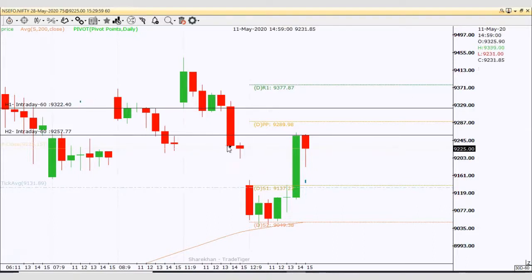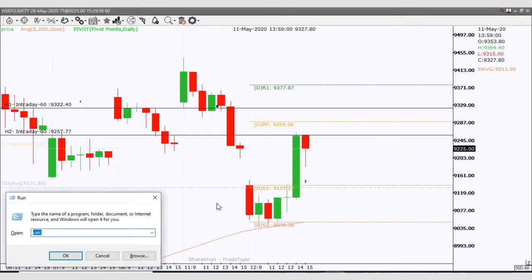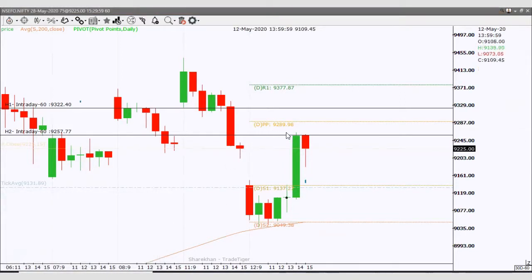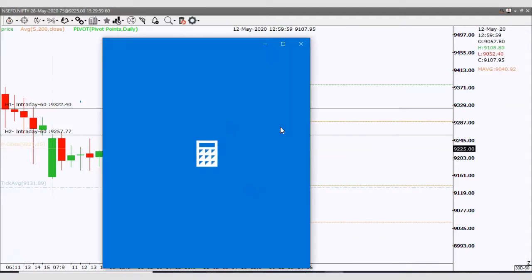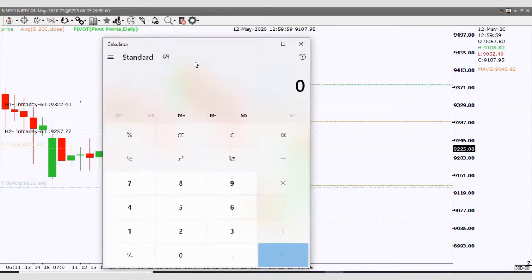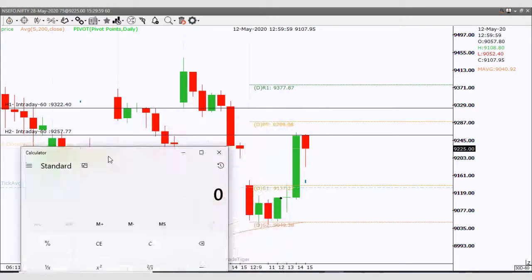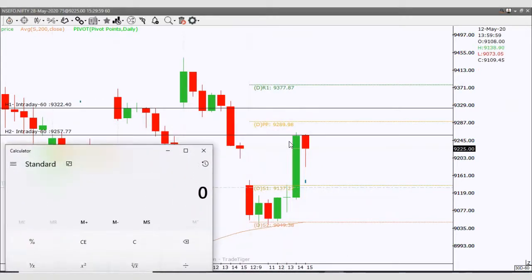If you see here, I just calculated using the calculator. What I have done is, using the pivot we can calculate. Take off means yesterday's high. First pivot, how can you get it? By yesterday's high, low, close, divided by 3. Okay, you'll get this value.